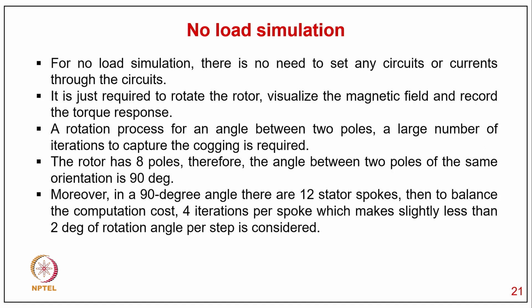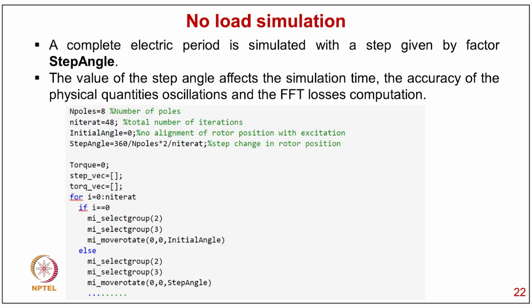Therefore, the angle between two poles of the same orientation is 90 degrees, and moreover, in a 90-degree angle there are 12 slots. Then, to balance the computation cost per iteration per slot, slightly less than 2 degrees of rotation angle per step is considered. So a complete electrical period is simulated with a step of 3 electrical degrees.